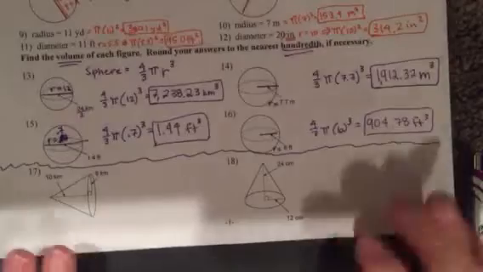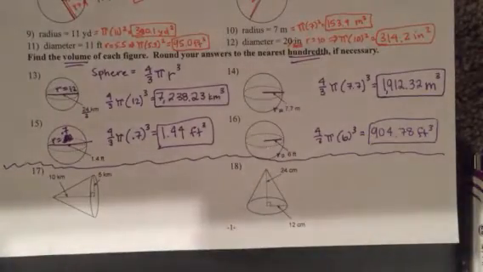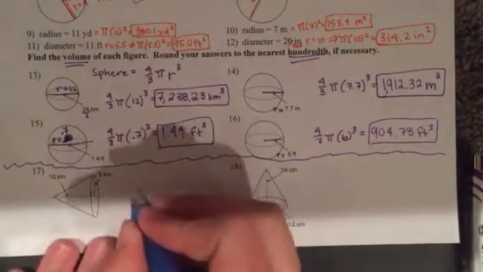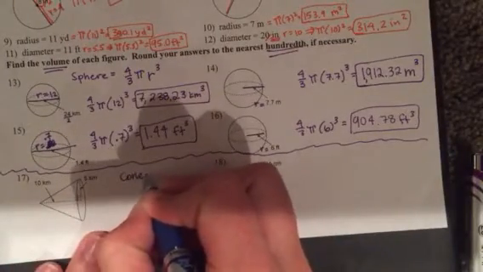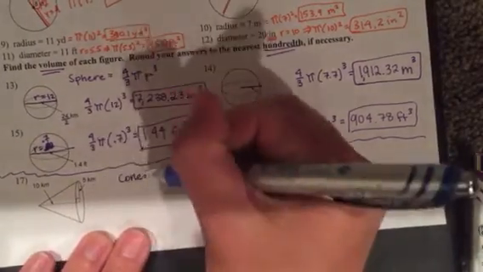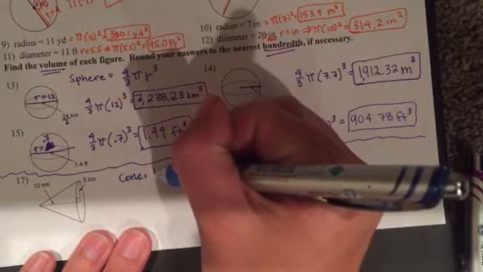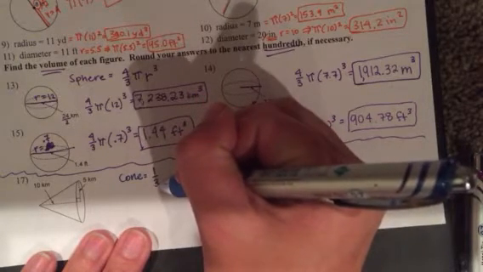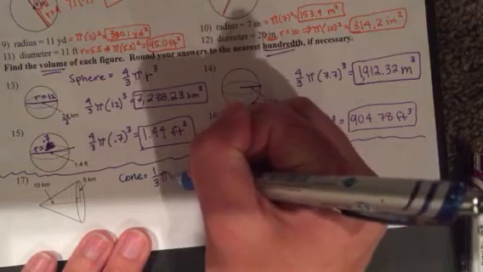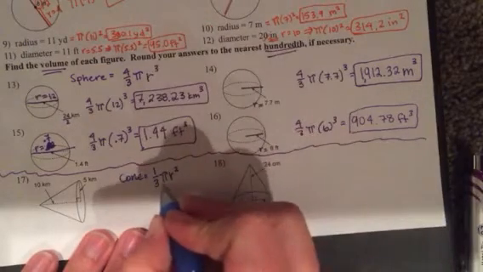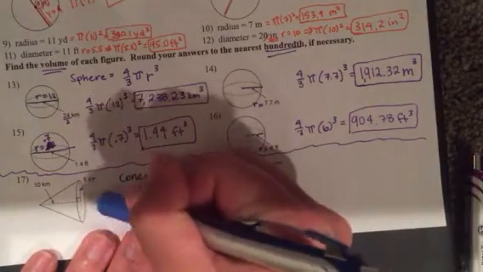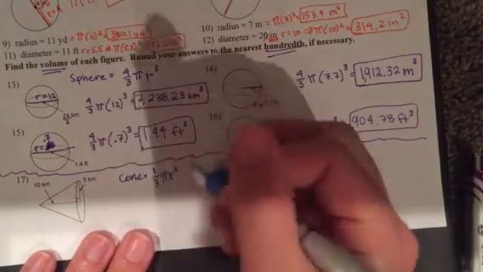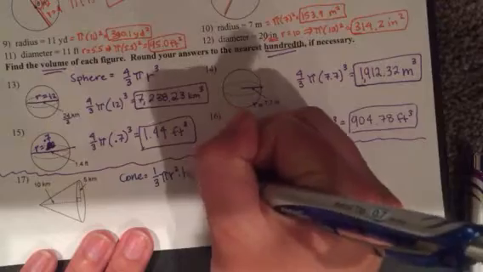Alright, after going over the sphere, now we're going to go over a cone. So the formula for the volume of a cone is 1/3 pi r squared. Notice pi r squared represents the area of the circle, and then we're going to times it by the height.